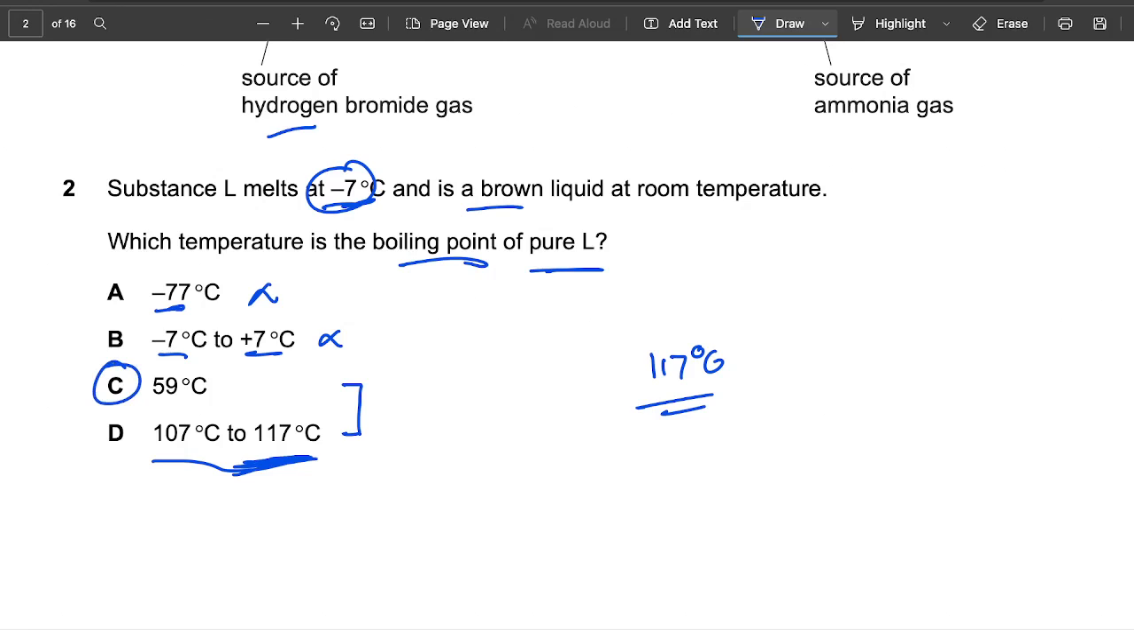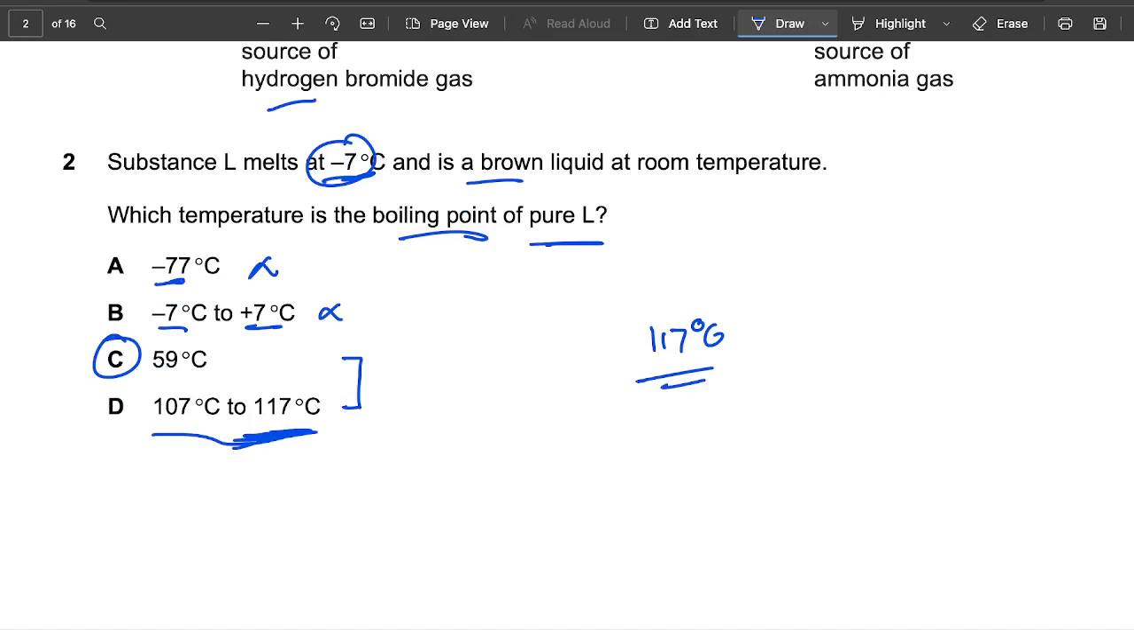So the answer for number 2 is C. You need to think a bit here because this would be a tricky question. Someone would pick C, someone would pick D, but here the case would be C because of the bromine liquid.